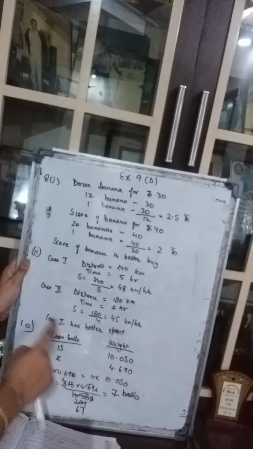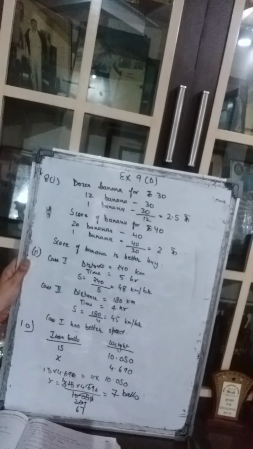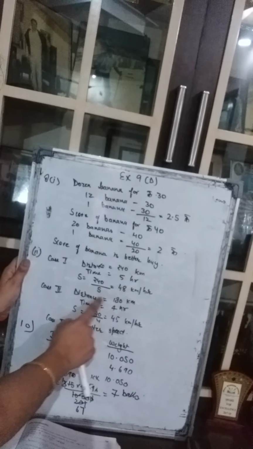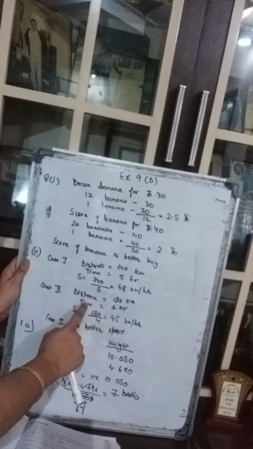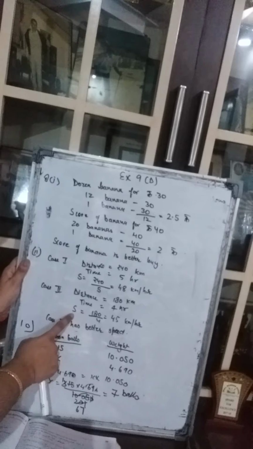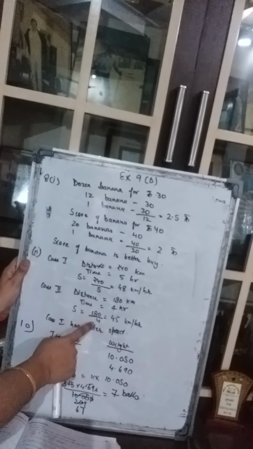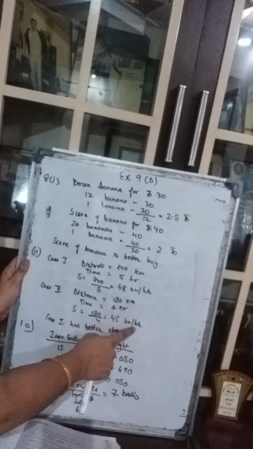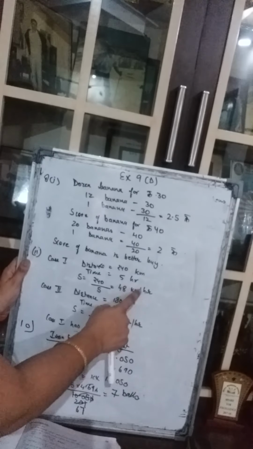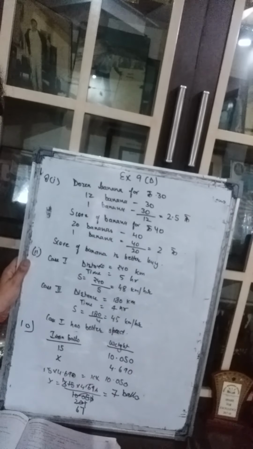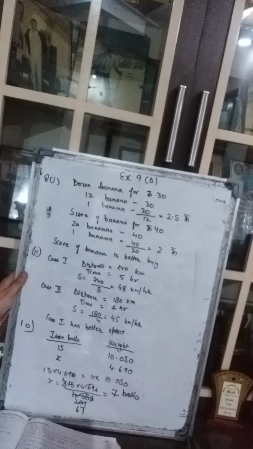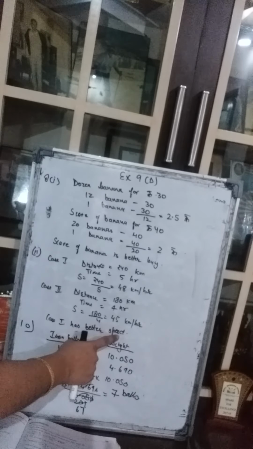Remember that. So now case 2. They are saying the second case is the one covering 180 km, distance becomes 180 km and time becomes 4 hours. So let's find out the speed here also. Distance upon time gives you 45 km/h. Now which speed is more? This one speed is more, right? So that is a better speed. Better means which is on a higher speed. So case 1 has better speed.